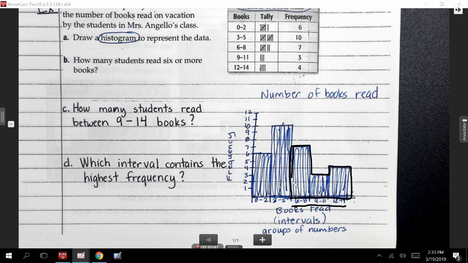So, how tall is this first line going to be? How tall is that first line, Aaron? 7. It's up at 7. How tall is the next line that I'm given? Holland? 3. And how tall is that last line, Bella? 4. So if I put all of that together, how many students read 6 or more? Jacob? 14.